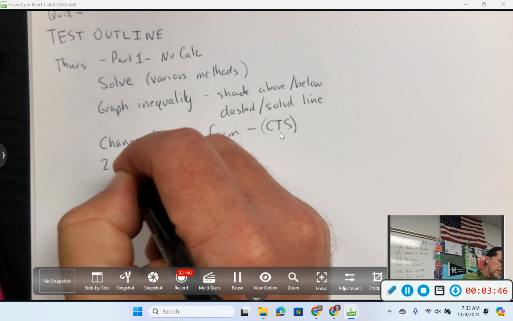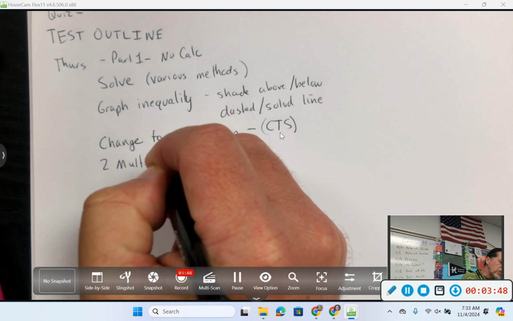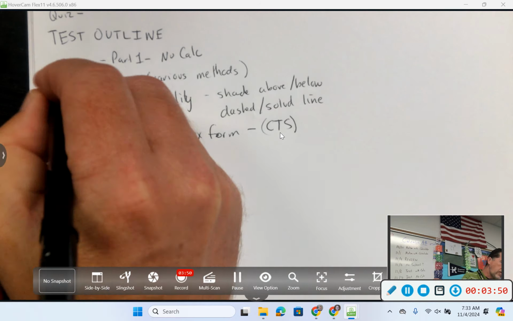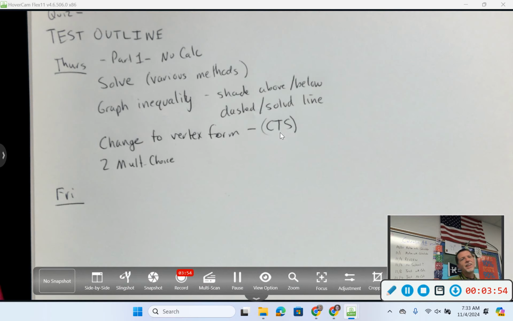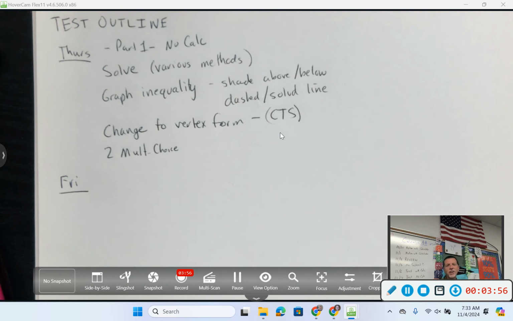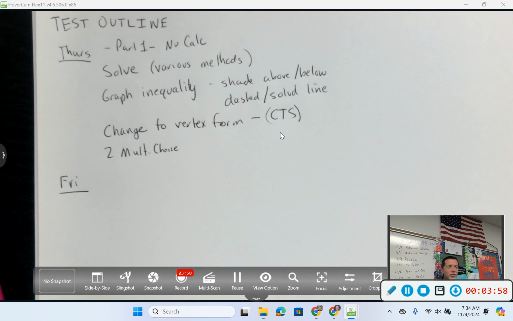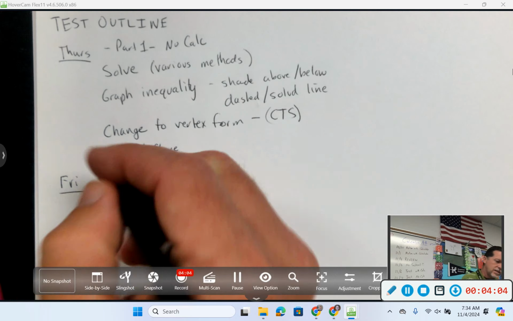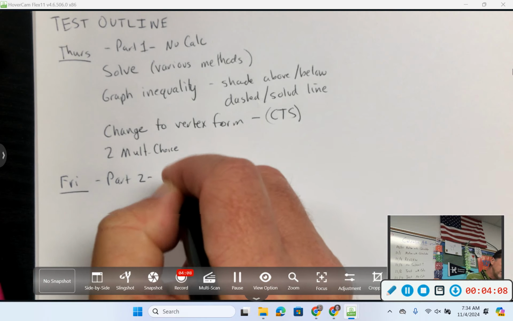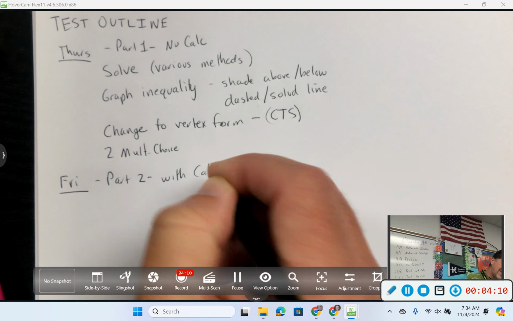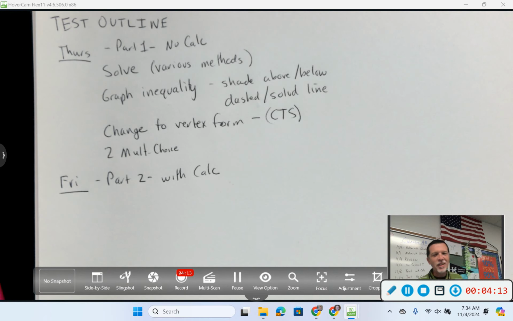And then 2 multiple choice questions. Only 2. Those sometimes are trickier than the free response because there's no partial credit and there's good distractors on there. But you can work backwards. All kinds of guessing methods.